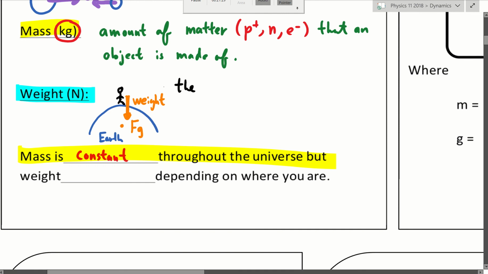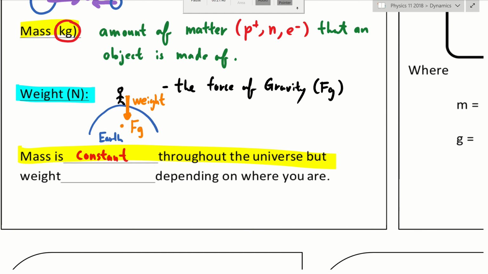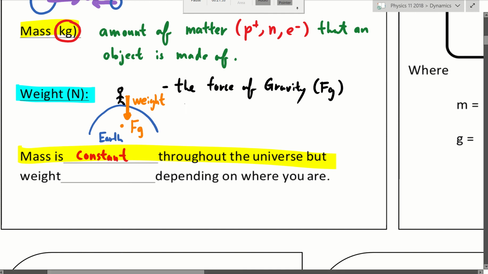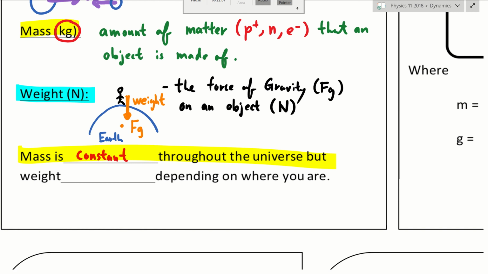Okay, so let me write that in here. Weight is the force of gravity. The gravitational force has a shortcut: it's called FG, F subscript G, force of gravity. We have other forces going on, so using subscript is a good thing. The force of gravity on an object, that is your weight, and it is measured in Newton.